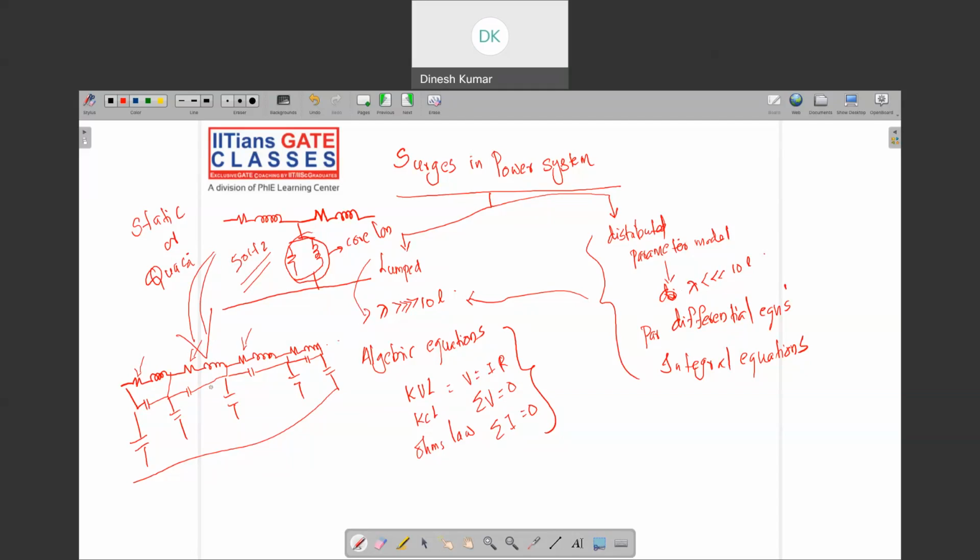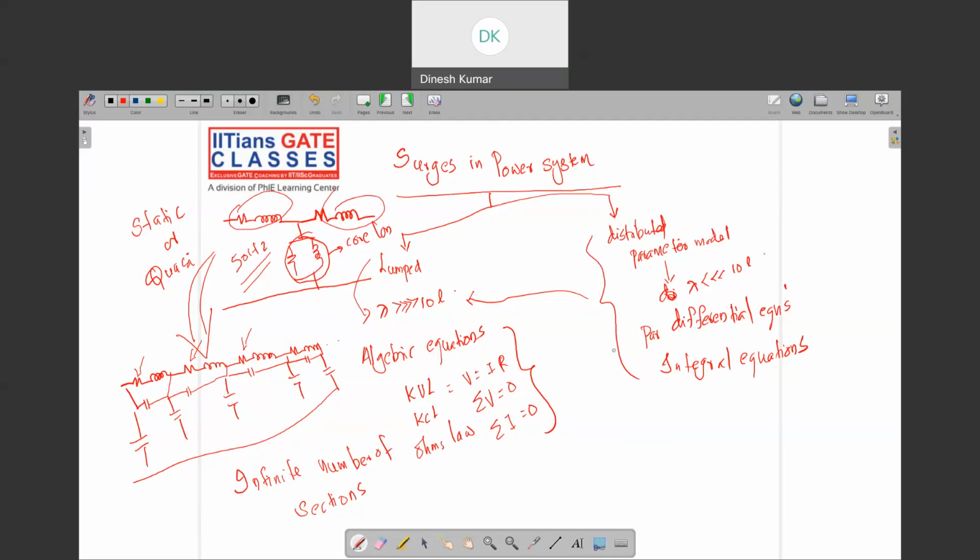So that's the difference between a lump parameter model and a distributed parameter model. In a lump parameter model, the things are actually fixed, because this is the primary and this is the secondary. In a distributed parameter model, there will be an infinite number of sections. So this is very important. In a lump parameter model, the number of sections is always fixed, but in a distributed parameter model, there will be an infinite number of sections.